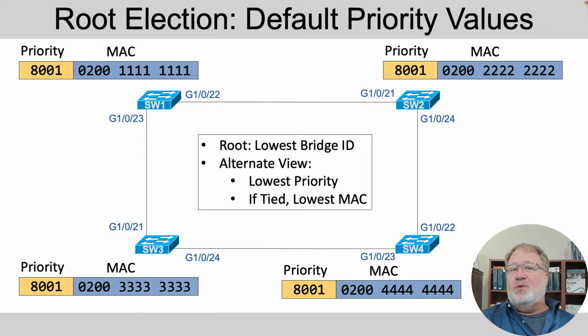And in this case, switch 1 has the lowest number in its bridge ID. It's got the lowest MAC address after the tie in the priority. So it becomes the root switch. Now, we don't have a loop-free topology yet. All we've got is step number 1 in getting there.